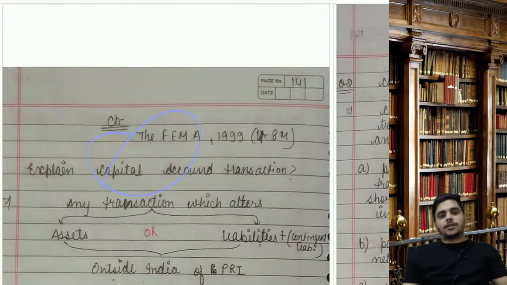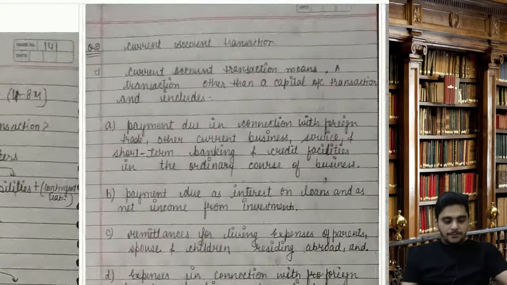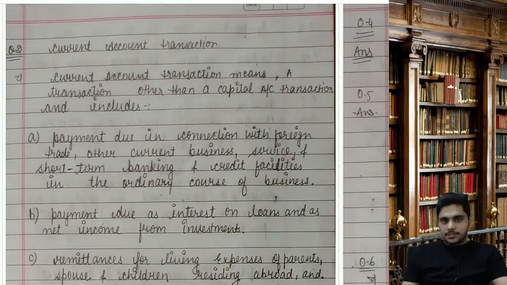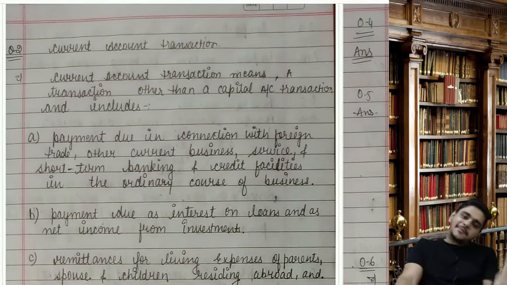Capital account transaction. What is it? It is called a capital account transaction. Now, an important definition: current account transaction. What is a current account transaction? It means a transaction which is other than a capital account transaction.